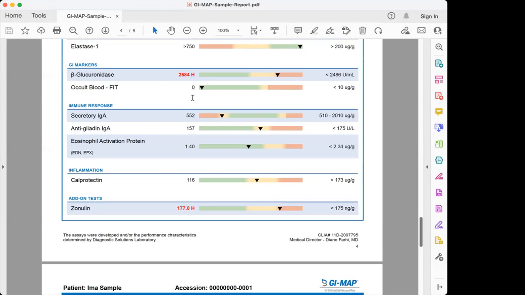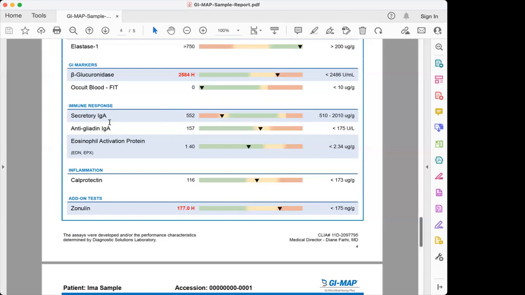And then secretory IgA, this is basically how our immune system is functioning in our GI tract. This is a Goldilocks one, where we want this in the middle, in the green. If it's too low, that means that our immune system is chronically depressed and it's not going to be able to fight. If it's too high, then that means our immune system is constantly fighting something, and that's eventually probably going to lead to it petering out.